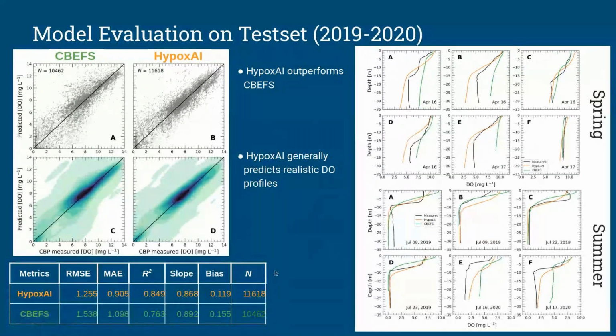Also, interestingly, if we look at some randomly selected stations along the main stem channel in the spring and in the summer, we noticed that the model was able to provide more realistic vertical dissolved oxygen profiles than the CBAFS model. Yeah, that's all I have. Thank you for your attention.